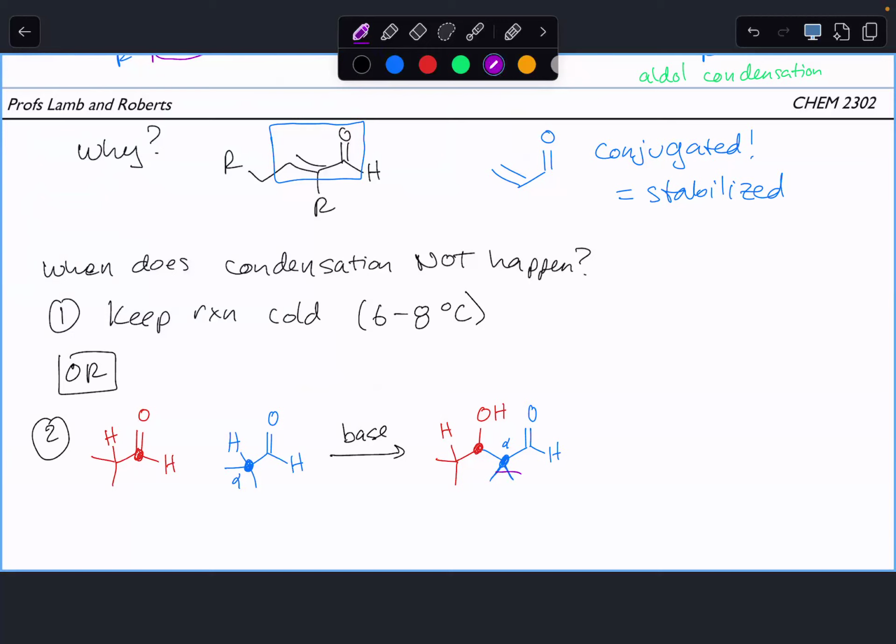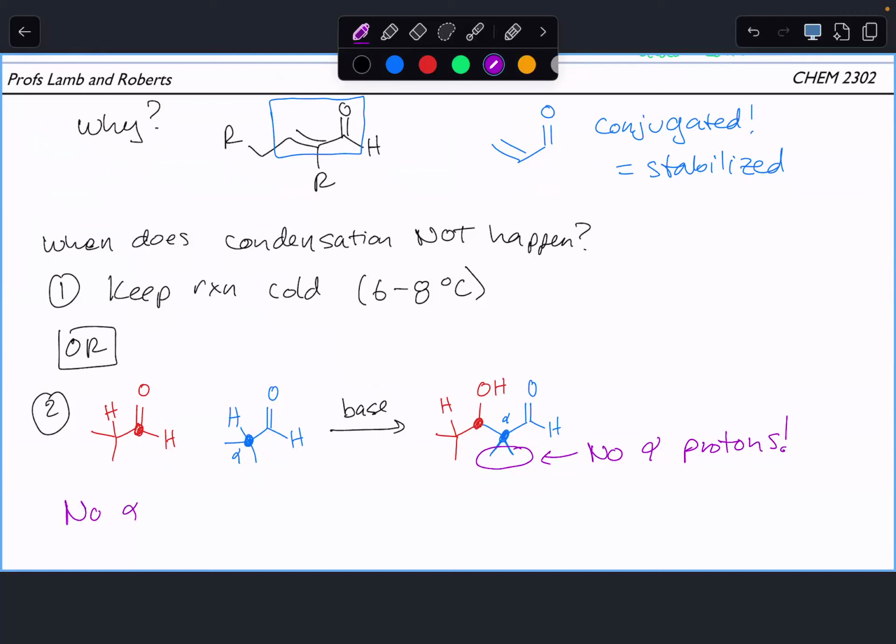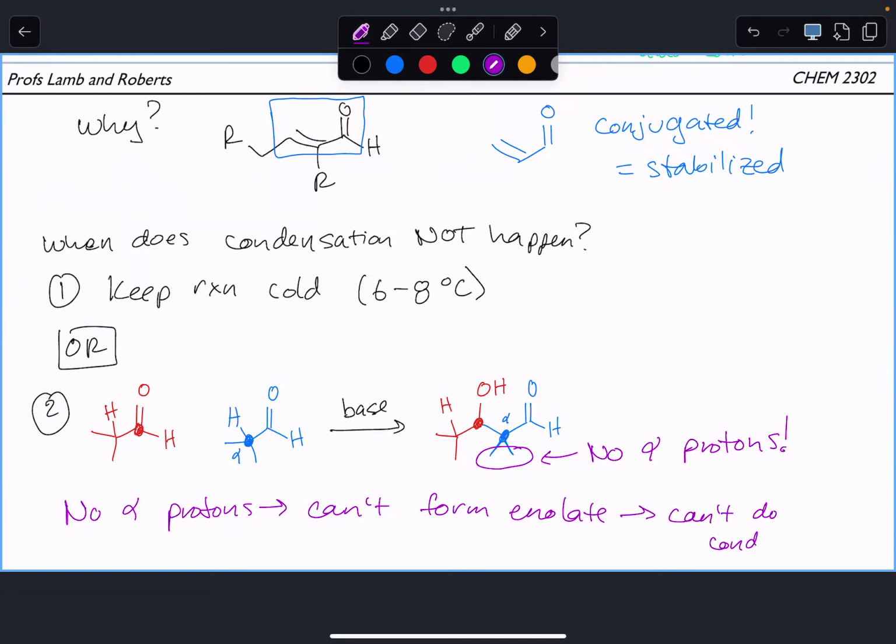So notice we have two alkyl groups here, right? We have no alpha protons. So if you have no alpha protons, that means that you can't form an enolate again. And because forming the enolate is the first step of the condensation, we can't then do the condensation. Okay, so that's the other scenario, that it's not going to happen because it can't, right? It's not physically possible to do the mechanism, therefore it stops.